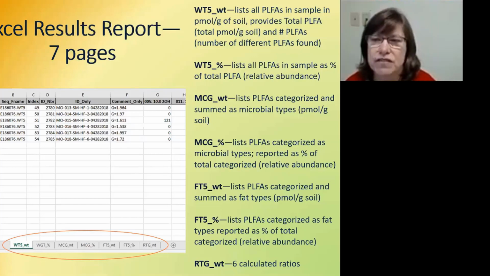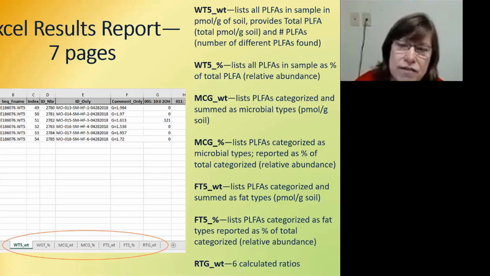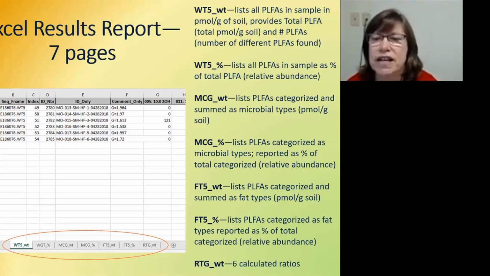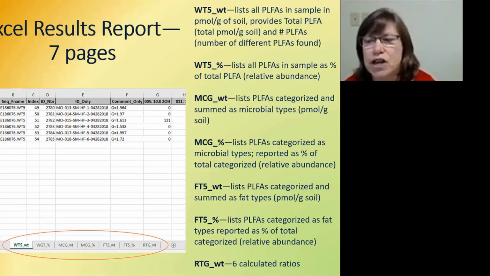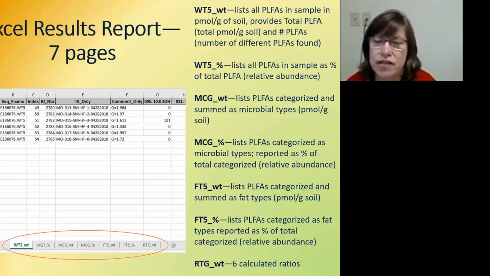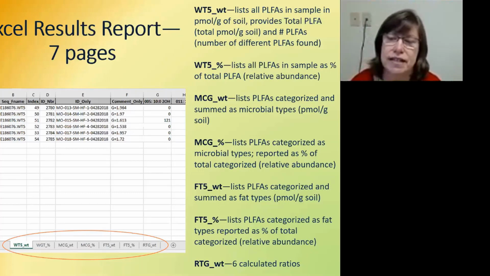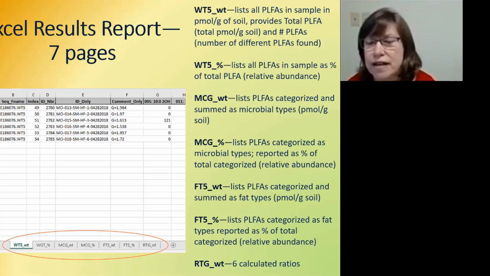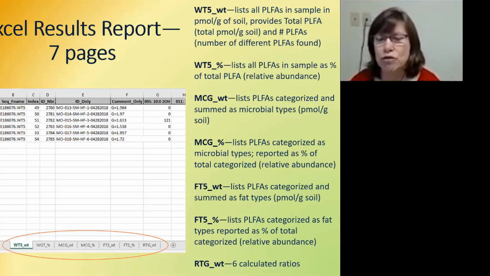So this is relative abundance. Then we have 2 pages on microbial types. The first one lists the microbial types into which the PLFAs have been categorized and summed up as units of picomoles per gram. And then the following page is, again, the microbial types, but with values given as a percent of the total that have been categorized into the microbial groups.